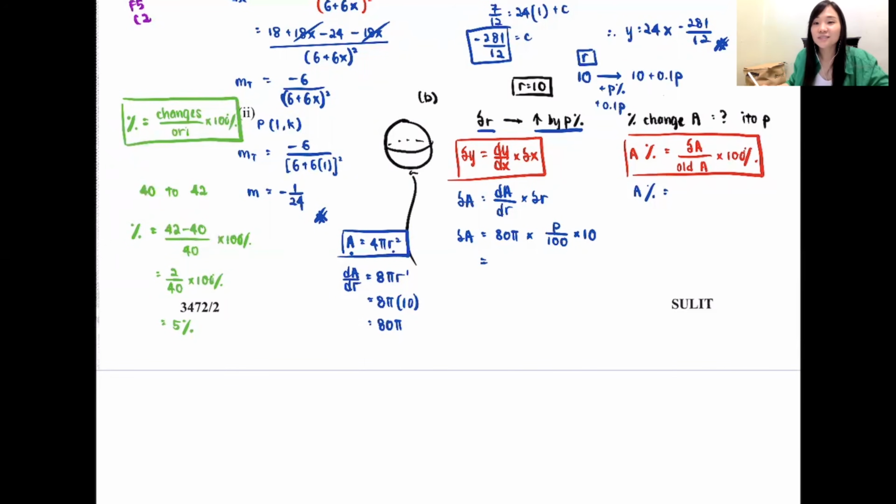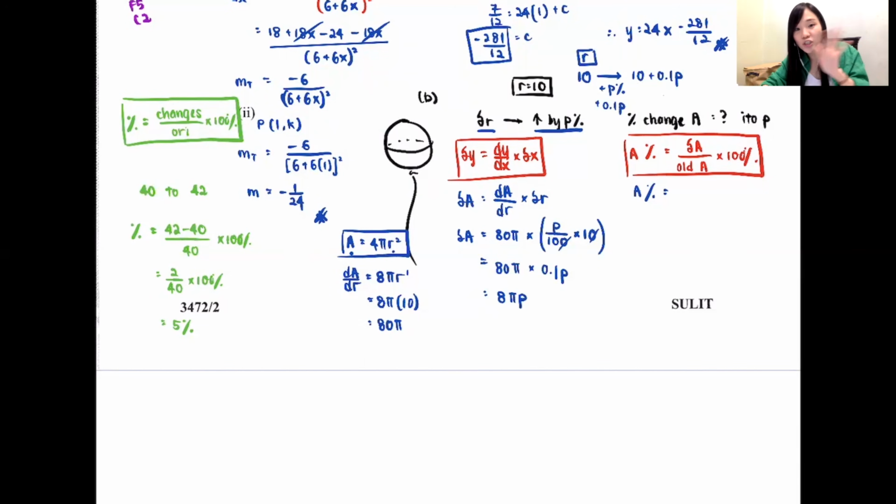Okay, hopefully you guys understand it. It's P. Oh my God, my dear. So this one, I try to write nicely. So 80 pi times 0.1P, the 0 and this 0 cancel. So 80 times 0.1P, and we get 8 pi P, or 8P pi also can. This is my delta A. Finally, I find my delta A in terms of P.